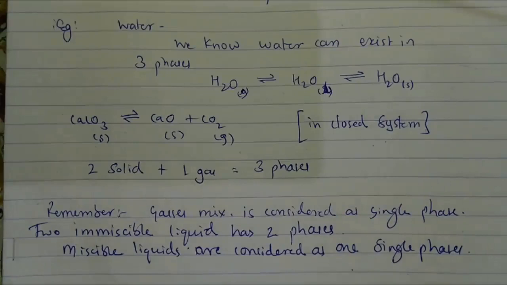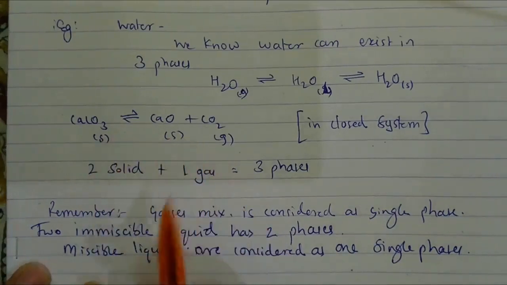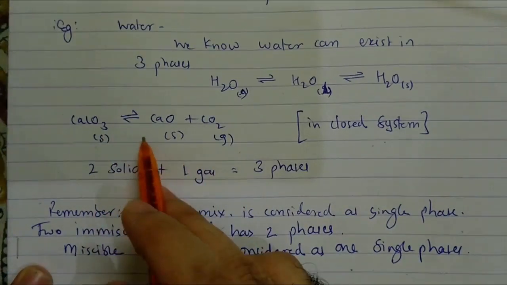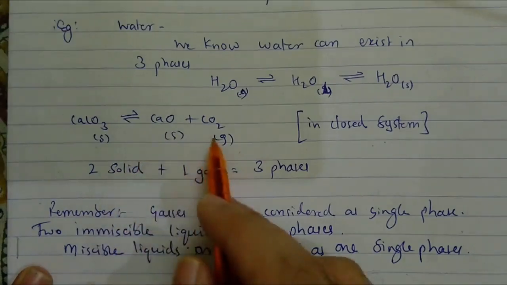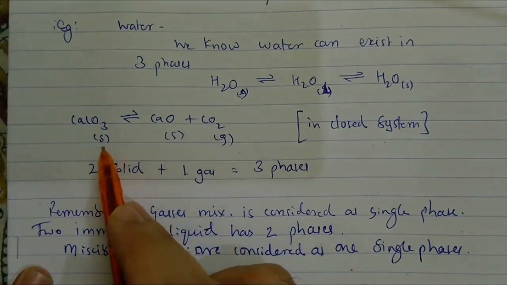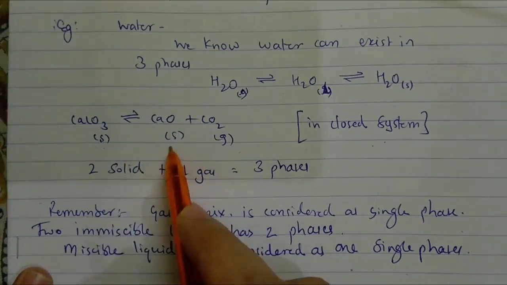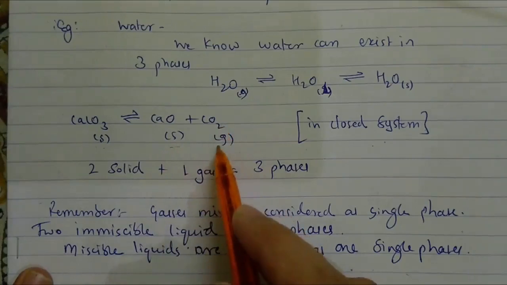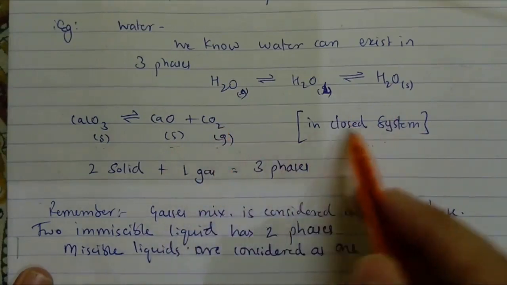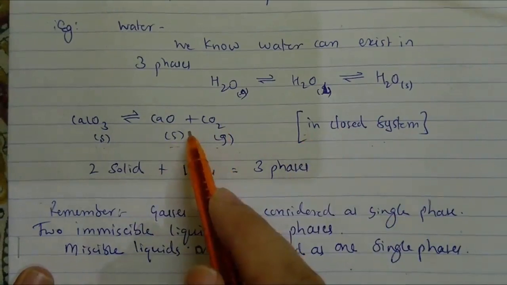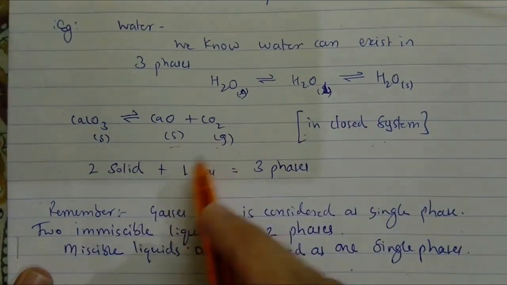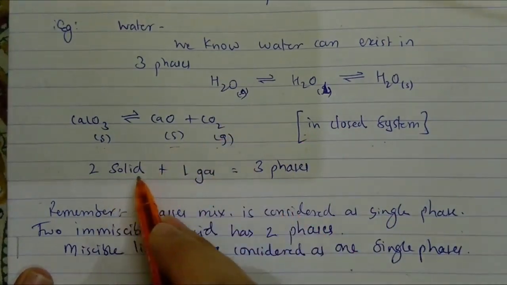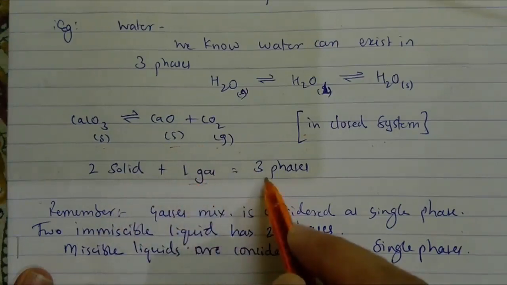Now consider, in a closed system, a calcination reaction. Calcium carbonate is decomposed on heating to calcium oxide and carbon dioxide. Calcium carbonate is one solid phase, calcium oxide is another solid phase, and carbon dioxide is the gas phase, all in a closed system and in equilibrium. So this system has three phases, two different solids and one gas.